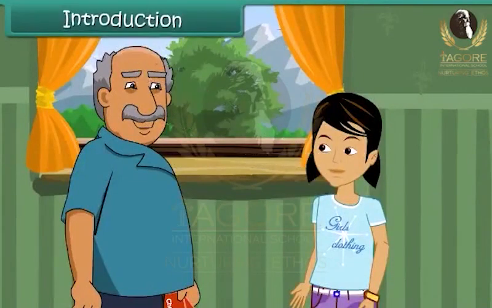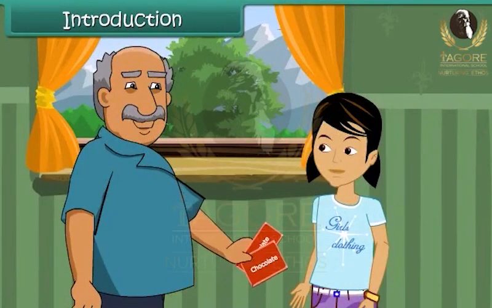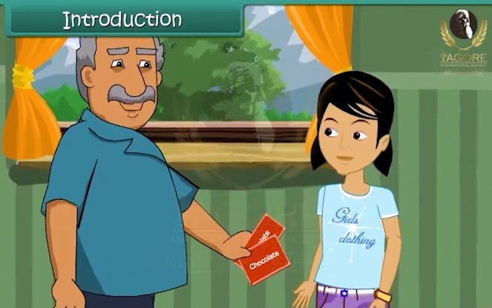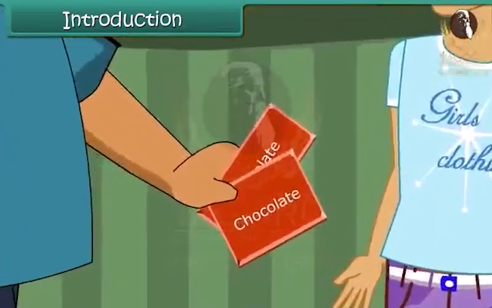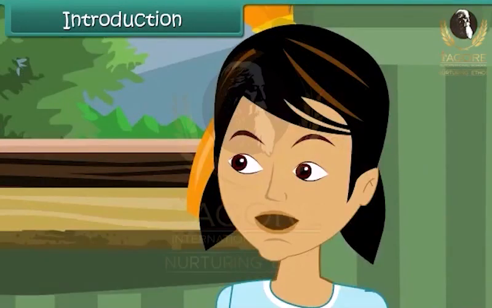Introduction. One day Sonia's uncle gave 2 chocolates to Sonia and said, "Sonia, the bigger chocolate is for you and the smaller one is for your younger brother." Sonia could not make out which of the 2 chocolates was bigger. Which chocolate should I eat and which one should I give to Rohan?